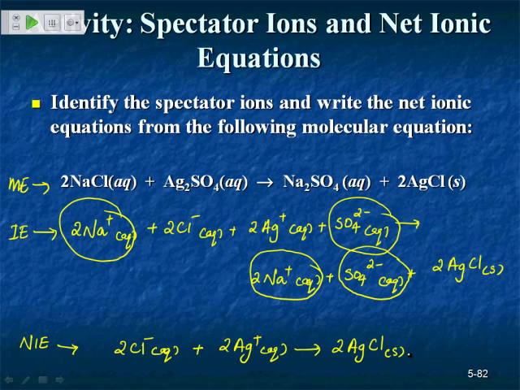However, look at this equation. What can we do? Exactly. Remember, when we write an equation, we use the lowest possible coefficients to balance an equation, correct? So when you look at this one, everything has 2 in front of it. So I can just eliminate those 2's and simply write down Cl minus Aq plus Ag plus Aq, giving AgCl solid as my net ionic equation.